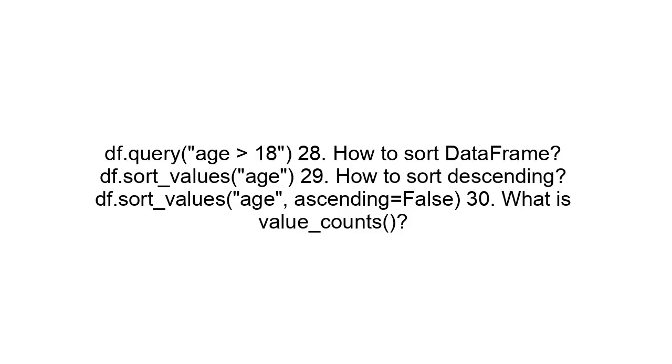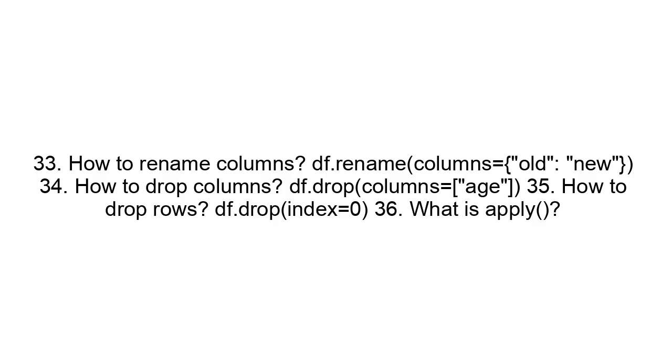28. How to sort DataFrame? df.sort_values('age'). 29. How to sort descending? df.sort_values('age', ascending=False). 30. What is value_counts? Counts unique values. 31. What is unique? Returns unique values. 32. What is nunique? Counts unique values. 33. How to rename columns. df.rename(columns={'old': 'new'}). 34. How to drop columns. df.drop(columns='age').